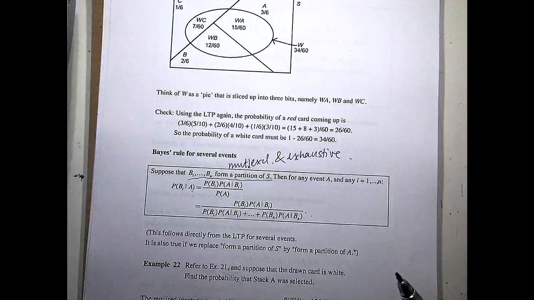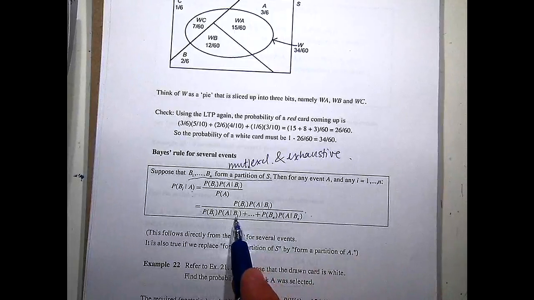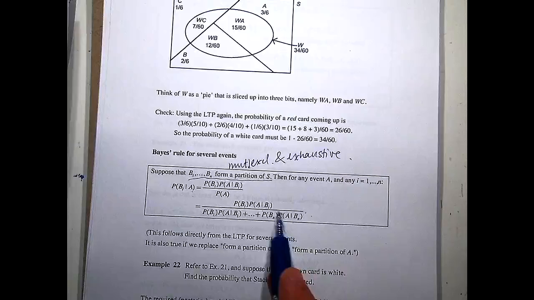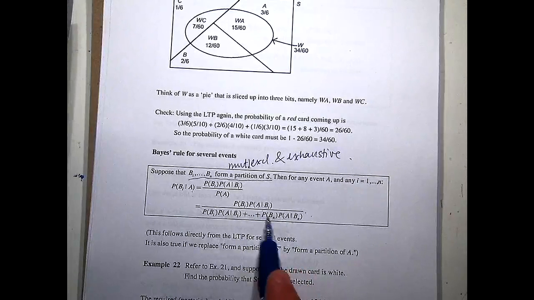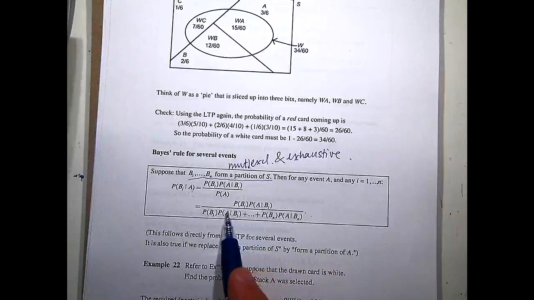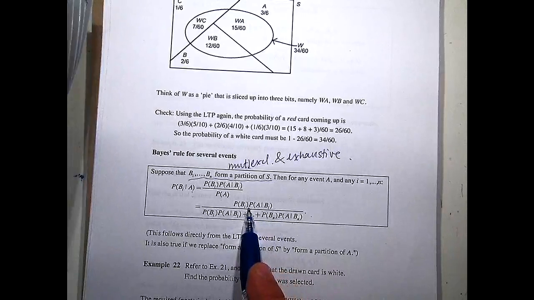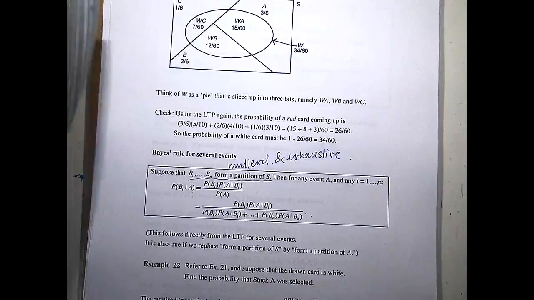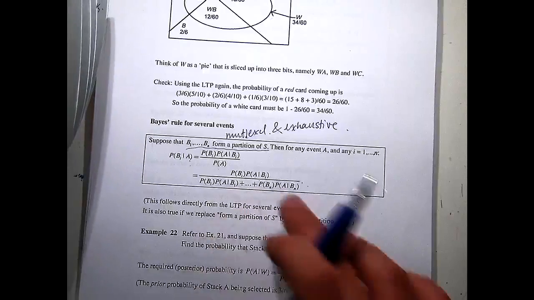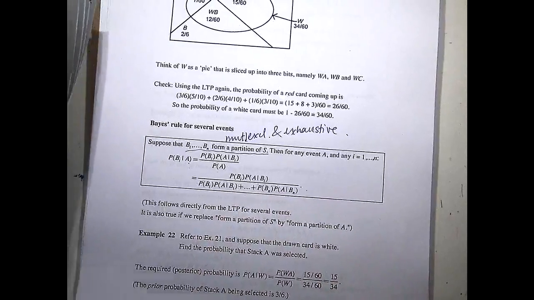That's mutually exclusive and exhaustive. There's exactly one of these Bi's that's true. So these are all the different ways that A could happen. And out of all those different ways that it could happen, we want to single out the way that also includes Bi happening. So the ith term of the denominator is exactly the one that appears on the numerator in Bayes' rule for multiple events. Okay? So it follows from the law of total probability for several events.